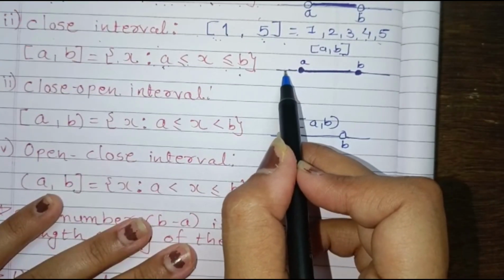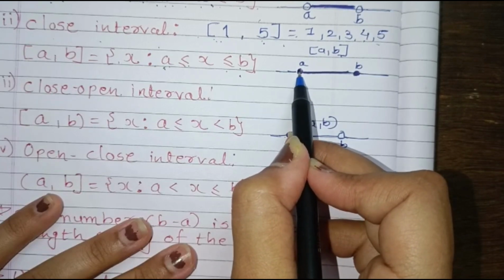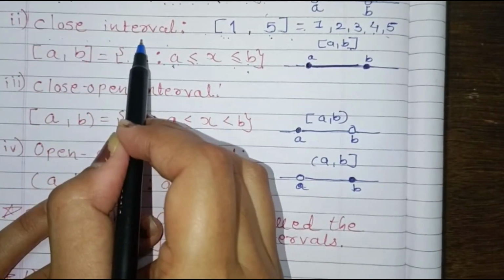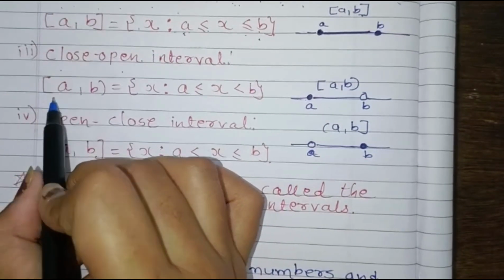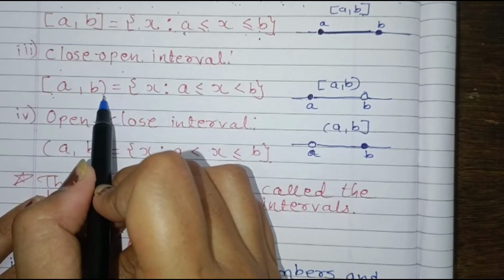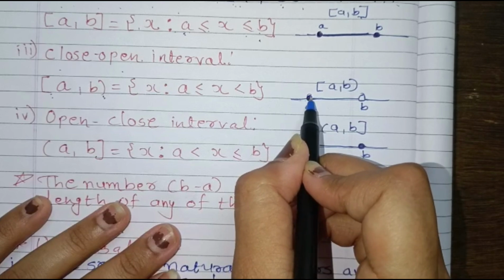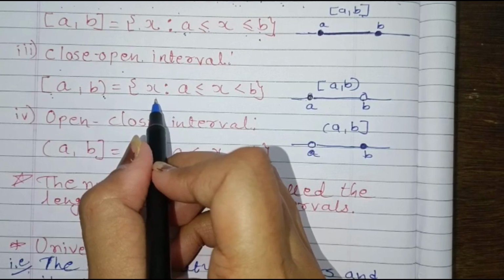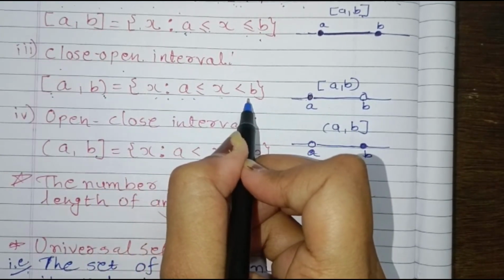And on the number line, you can draw it like this: a dark point, which means that point and that number is included, and you can call it a closed interval. Next is closed-open interval, which means one side closed and one side open. The starting point is closed and the ending point is open. That's why the starting number is included, but the ending number is not included. In general form, you can write x : a ≤ x < b.